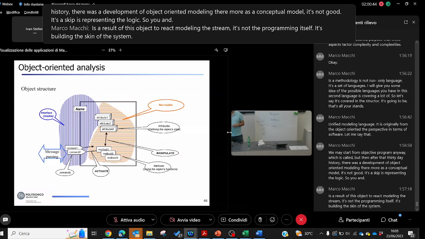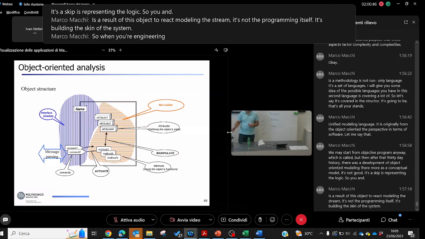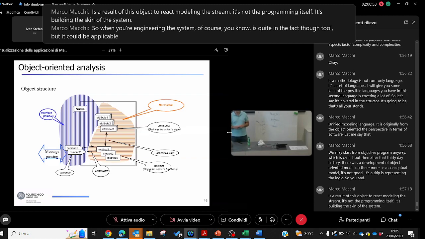So when you're engineering a system, of course, UML is quite a de facto tool, but it could be applicable to other systems as well. Because the paradigm, the object-oriented paradigm, is quite relevant for being applied to real systems.